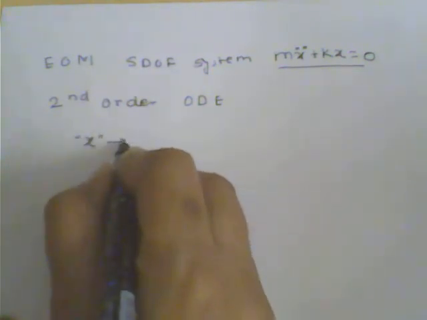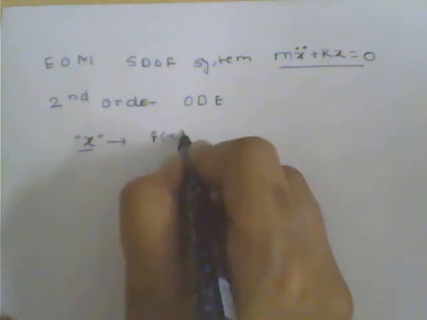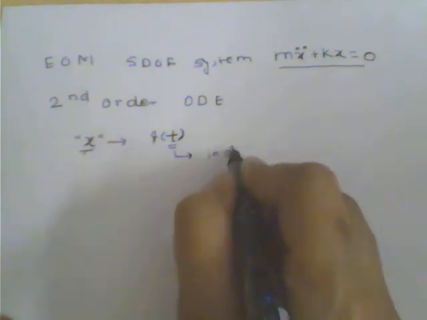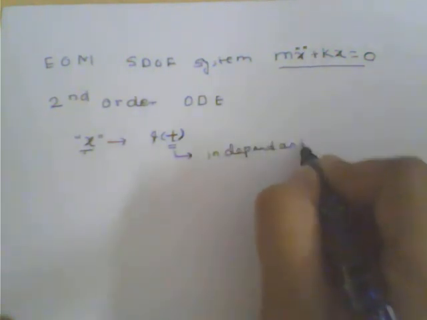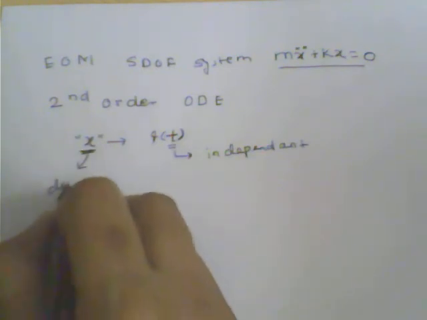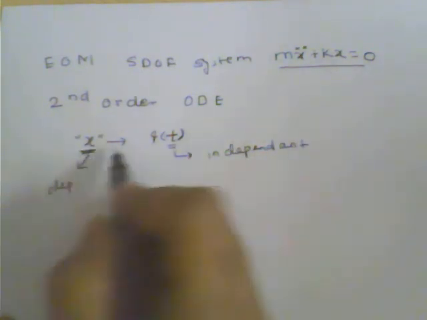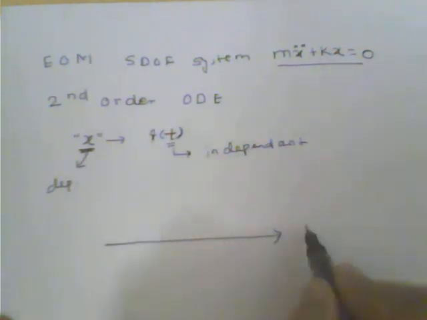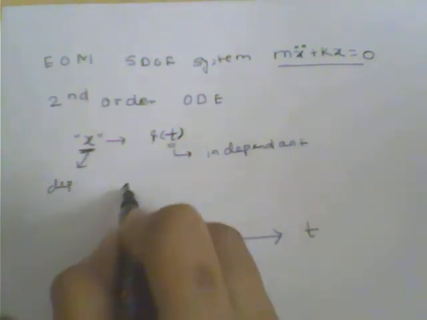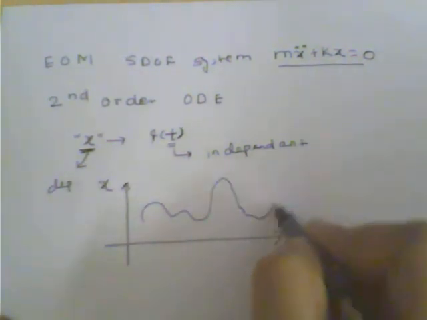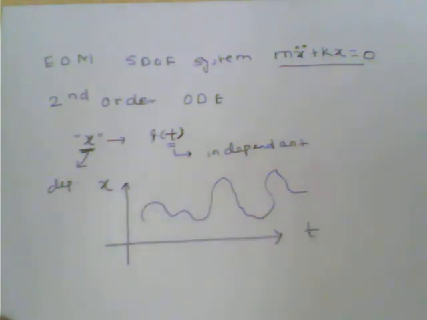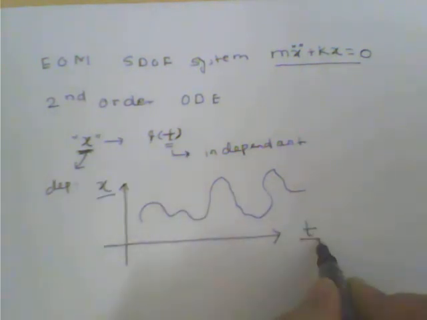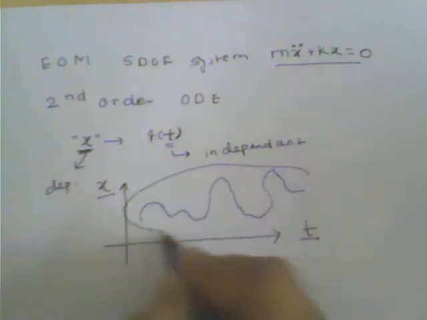x is how exactly the displacement is varying with time. So x is a function of time. Time is independent and x is a dependent quantity. How exactly x depends on time, that we are unaware of. If we have time on the x-axis and x on the y-axis, we don't know what this f of t is. So how x varies with respect to time is what we are going to find out.